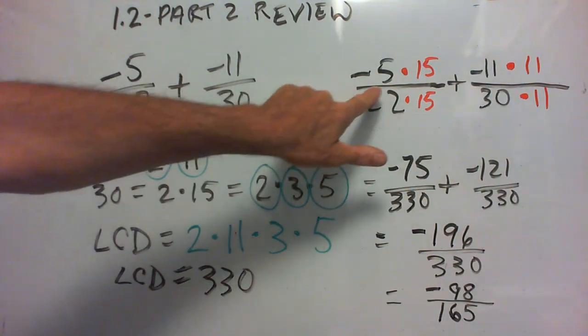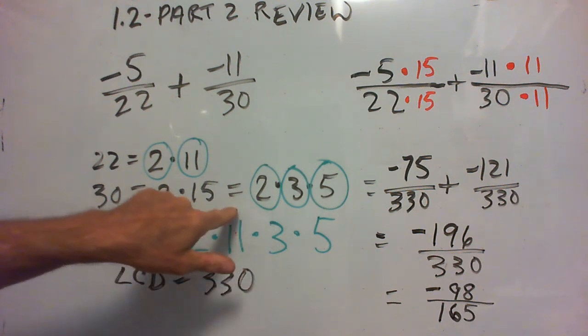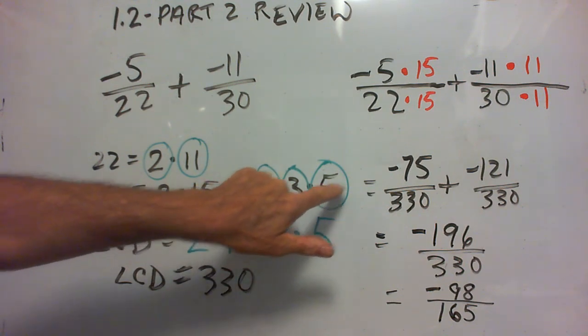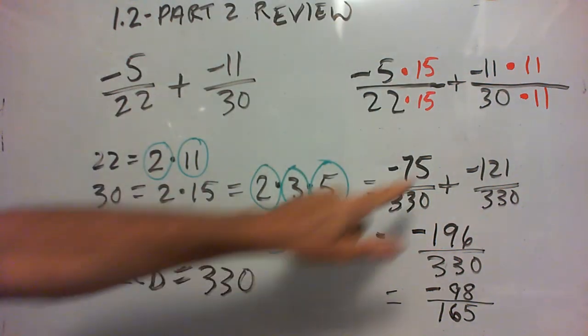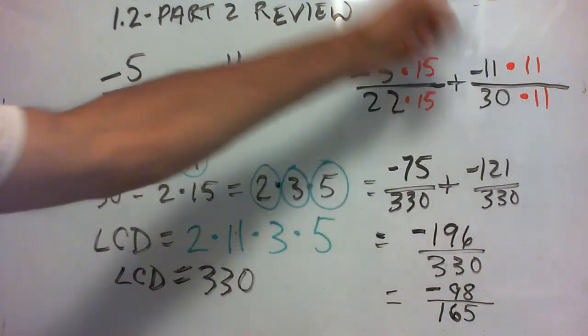So our first fraction, we have to multiply by 15. Now if we look at these prime factorizations, it has the factors 2 and 11, but it's missing the 3 and the 5, 15. The second fraction is only missing the 11 factor, so that's what we multiply by.